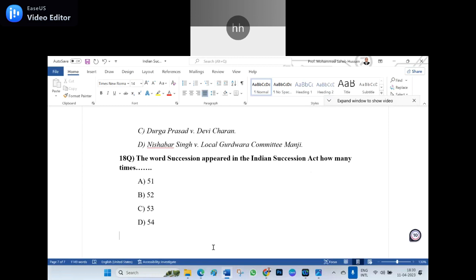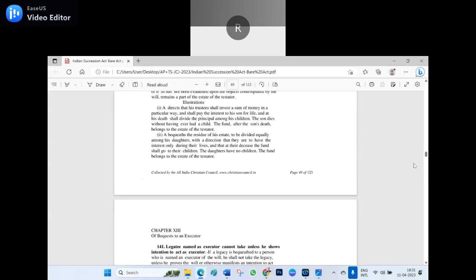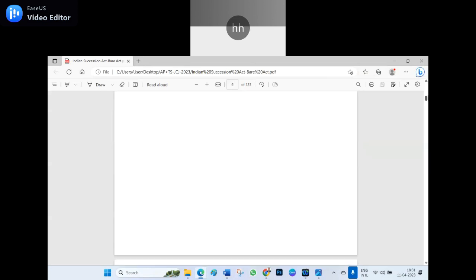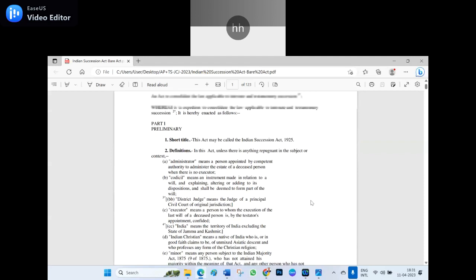Now, I did not ask you what is the act number of the Indian Succession Act. How many sections are there in the Indian Succession Act? How many chapters? 4 chapters. How many parts are there in the Indian Succession Act? There are no parts, sir. And it is based on which earlier act, is any act repealed or not? Only chapters, parts are there.